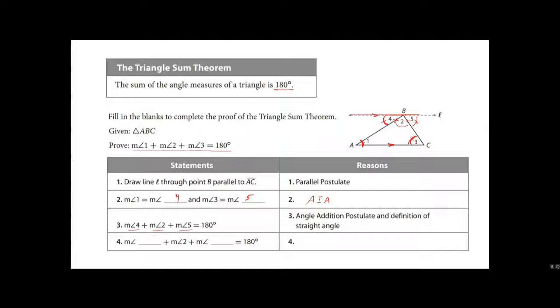Okay, good. Well, didn't we say that angle 4 equaled angle 1? So instead of angle 4 plus angle 2 plus angle 5, we're going to have angle 1 plus angle 2 plus, instead of angle 5, we already said that, through alternate interior angles, angle 5 is the same as angle 3, so we're going to substitute. And this is good old-fashioned substitution. All right, so there's the proof.